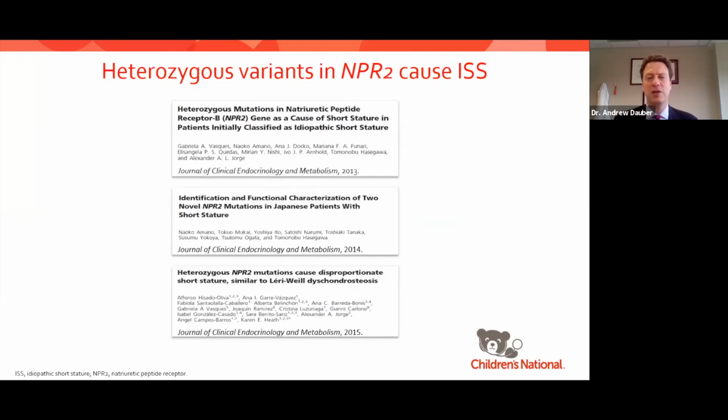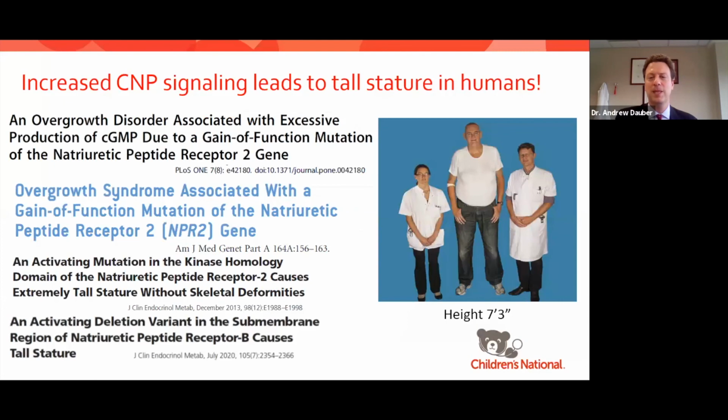And following that, there have been multiple groups. I've just put up 3 here, which have looked at how common heterozygous variants in the NPR2 gene are in idiopathic short stature. And I would say the consensus is that around 2% of idiopathic short stature is caused by mutations in the NPR2 gene. So that's pretty common as genetic causes go.